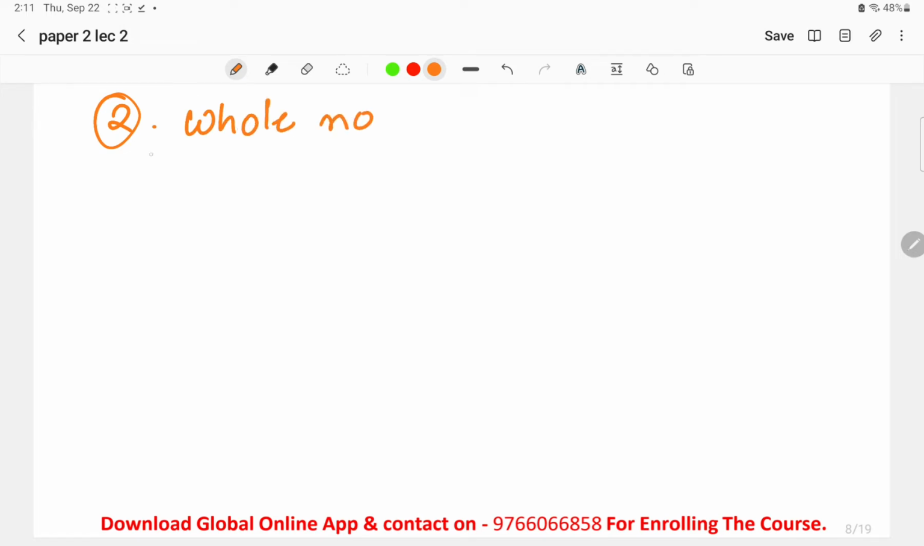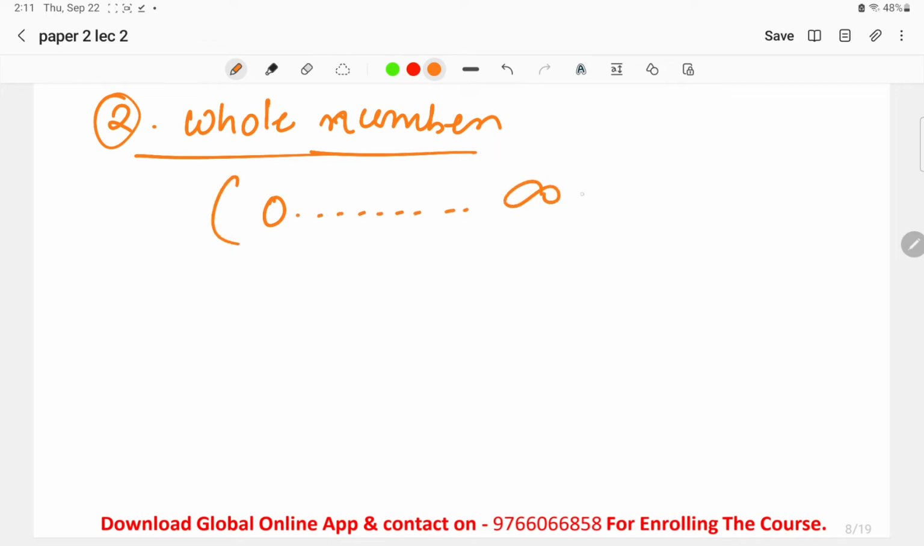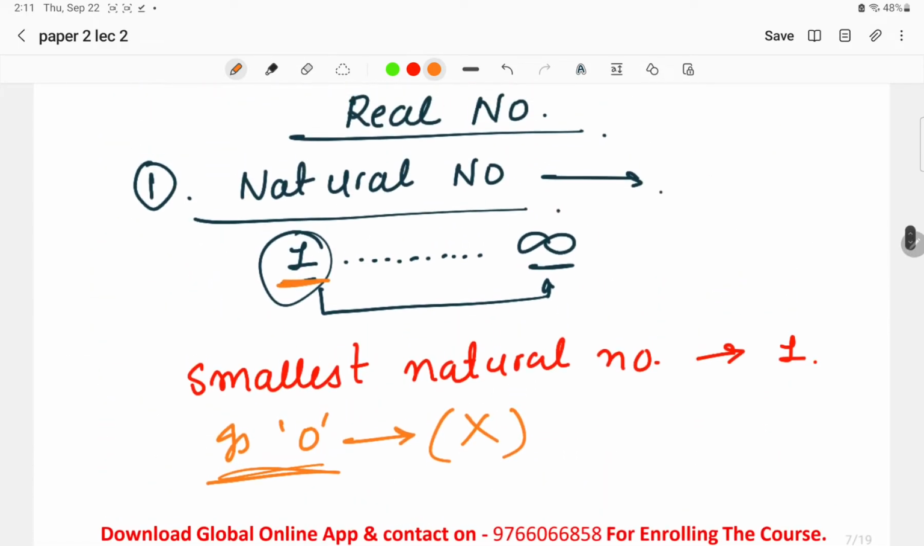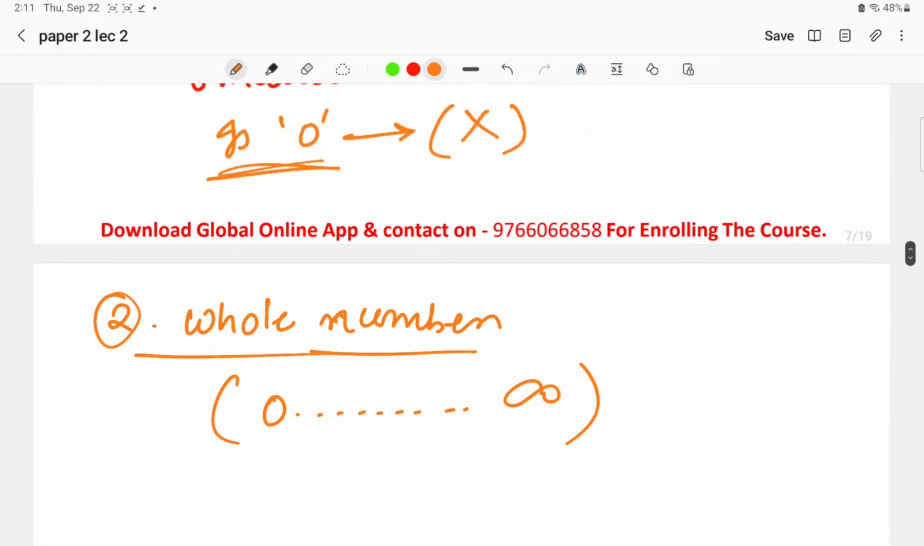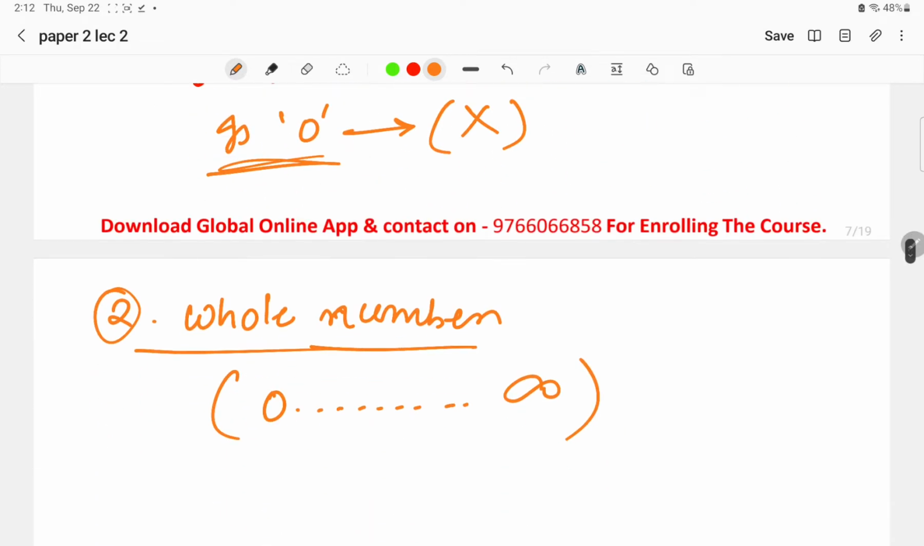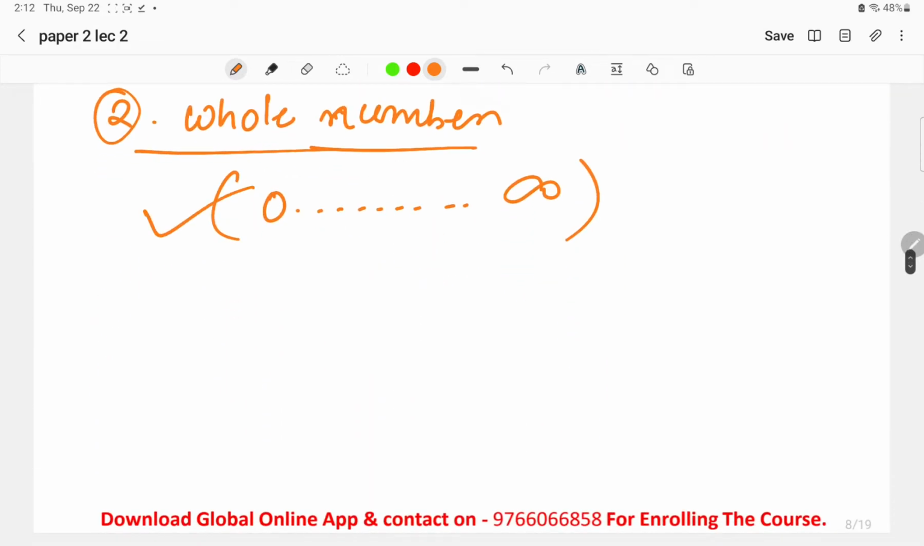Now, what are the whole numbers? Whole numbers are the numbers that begin from 0 and move to infinity. It means that numbers from 0 to infinity are nothing but the whole numbers. What is the basic difference between the natural numbers and whole numbers? Natural numbers begin from 1 and whole numbers begin from 0. So 0, 1, 2, 3, 4, 5, and so on till infinity are the whole numbers.